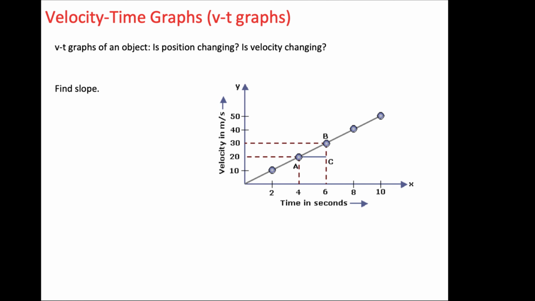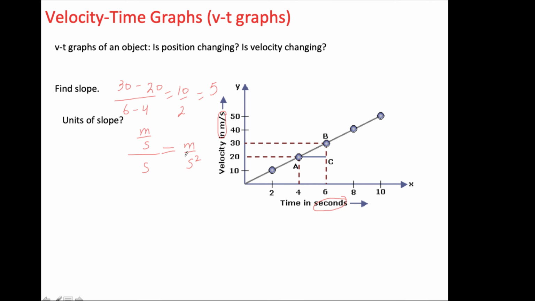What about the slope of this graph? Let's calculate the slope. Using these 2 points A and B, rise is 10 meters per second, so 30 minus 20, divided by run of 2 seconds, so 6 minus 4, which gives us a value of 5 for the slope. What about the units of slope? It is rise, which is the y quantity, over run, which is the x quantity. So rise is meters per second and run is just seconds. Simplified, it gives us meter per second square.